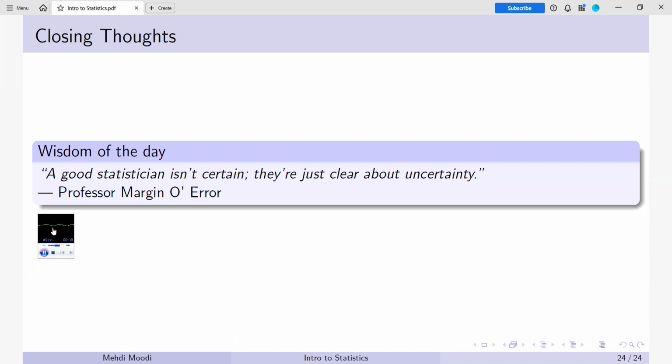That's why it's probably the most applied branch of math. It gives us tools to measure uncertainty and make decisions anyway. Without it, scientists would just be shrugging in lab coats.